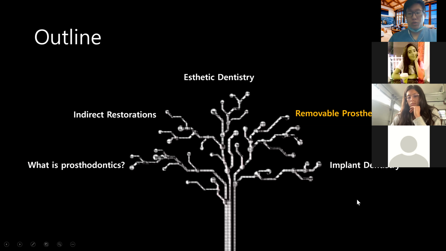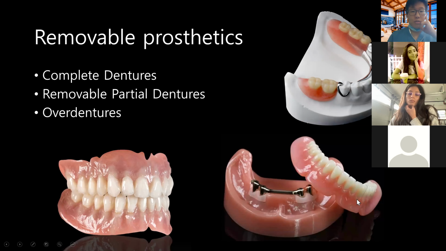All right, let's go into removable prosthetics, a very, very important part of prosthodontics. It's probably the foundation of prosthodontics. So I'm going to broadly divide removable prosthetics into 3 categories. There's complete dentures, there's removable partial dentures, and there's overdentures.